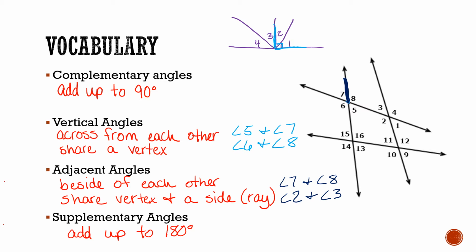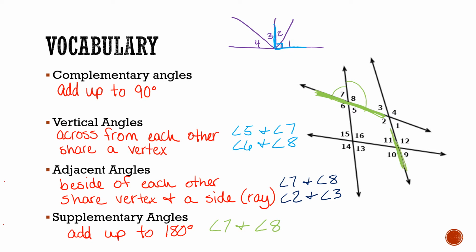Remember that a straight line is 180 degrees. So if you've got two angles that create a straight line, then those are supplementary angles. So let's look here in our diagram. So for instance, angles 7 and 8, okay, they're creating this straight line right here. So if you took angle 7, whatever that measure would be, and angle 8, then they've created a straight line which is 180 degrees. Therefore, angle 7 and angle 8 would be supplementary angles.